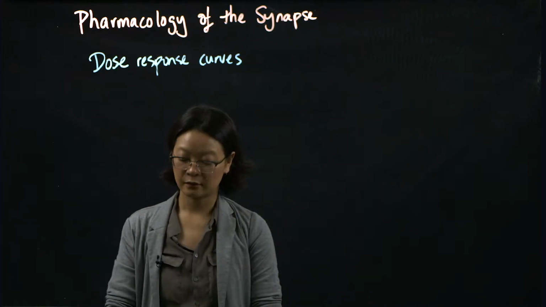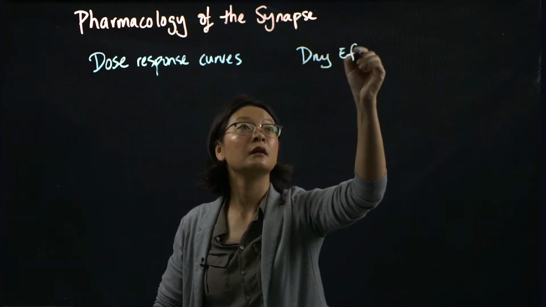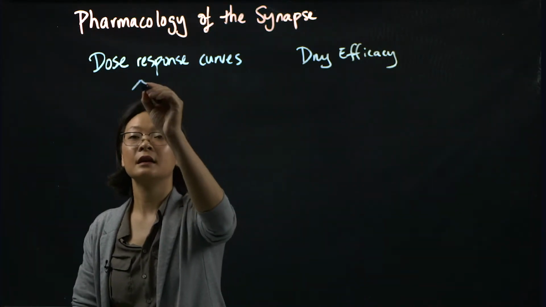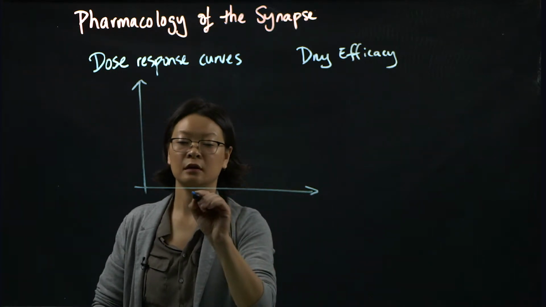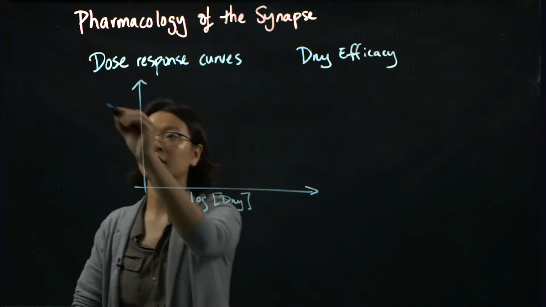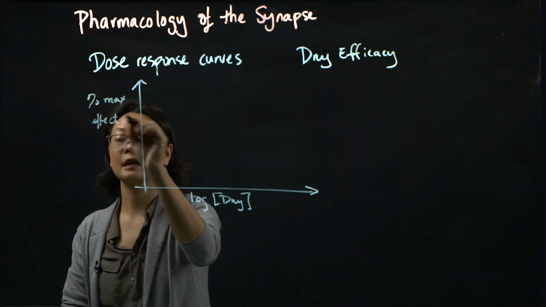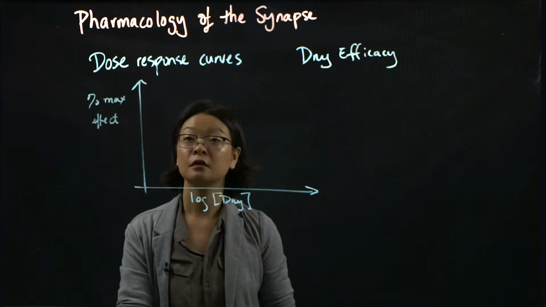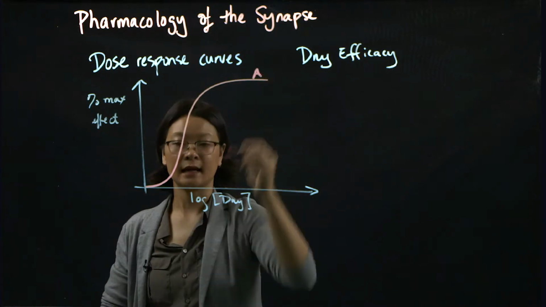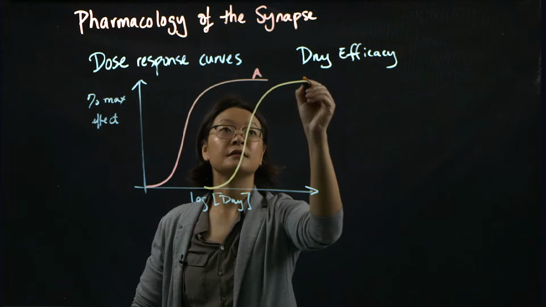So the next concept that we're going to cover is drug efficacy. And drug efficacy, again, is taken from the dose-response curve. Again, this is a semi-log curve with percent max effect here. And if I redraw some drug curves, this is drug A, and this is drug B.